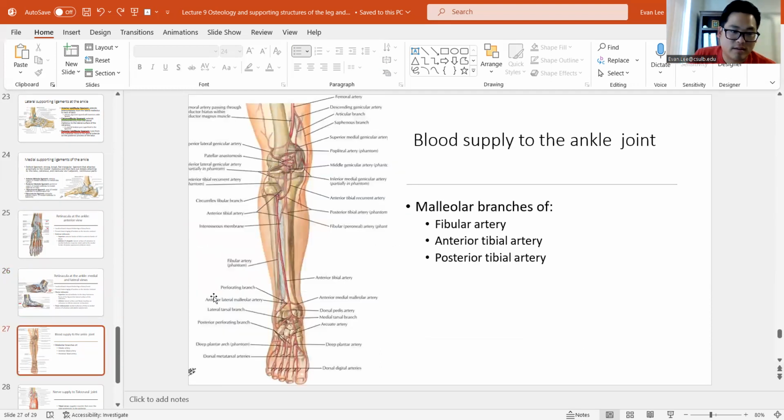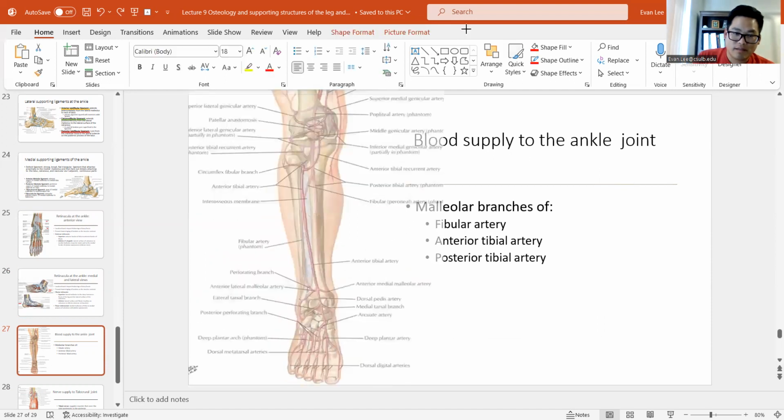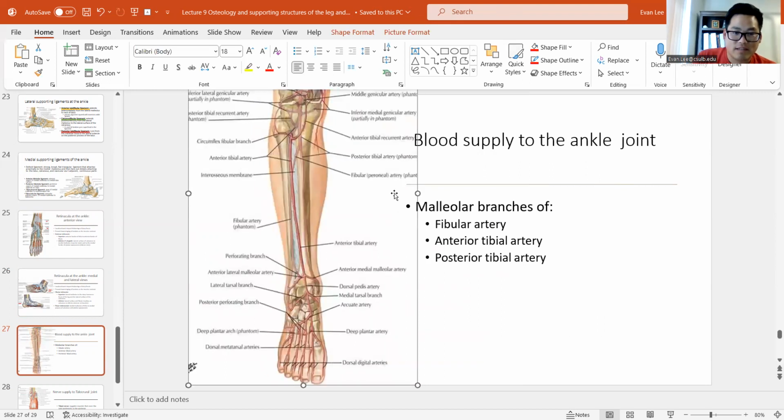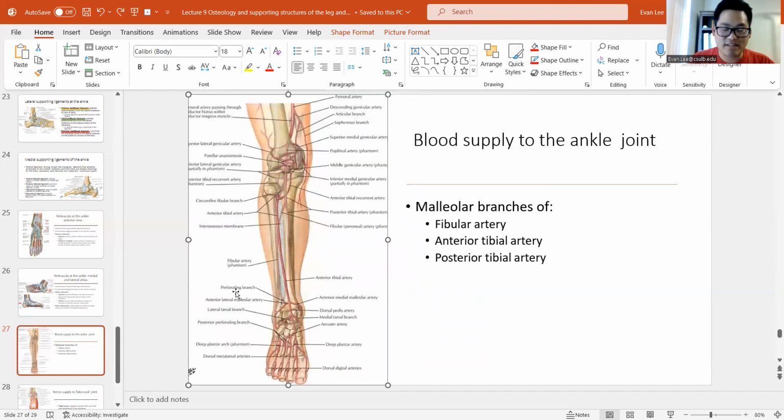Now, lastly, a couple more things like blood supply and innervation. So blood supply, what blood vessels are going to be here? We haven't talked about these yet, but once again, you have fibular artery, anterior tibial artery, and posterior tibial artery. But you have these malleolar branches that are going to be coming off of them. So these are going to be surrounding the malleoli. Is that a word? Malleoluses. So that's going to be surrounding the ankle joint.